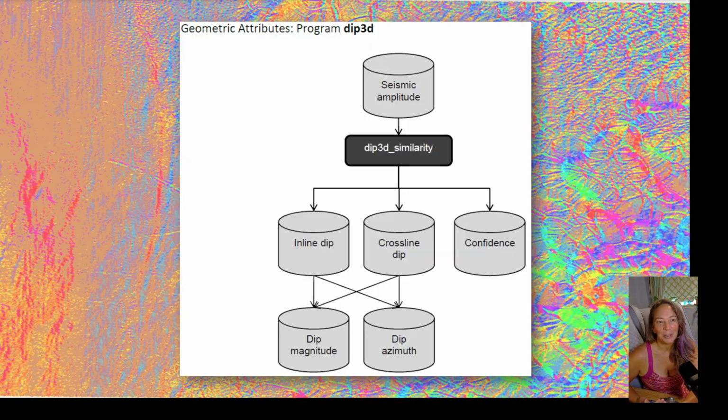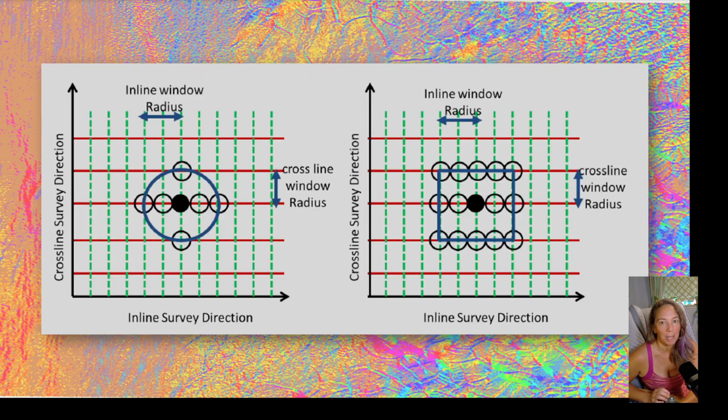All right, so this is how we calculate it in AASPI. You can see we start with the seismic amplitude, and then we run a similarity volume so that we can calculate dip off of that similarity volume. And we calculate it in both the inline and the cross-line direction of the dip. We have the confidence of the dip, which is another good output seismic attribute to look at. And from the inline and the cross-line dip, we can calculate the dip magnitude and the dip azimuth.